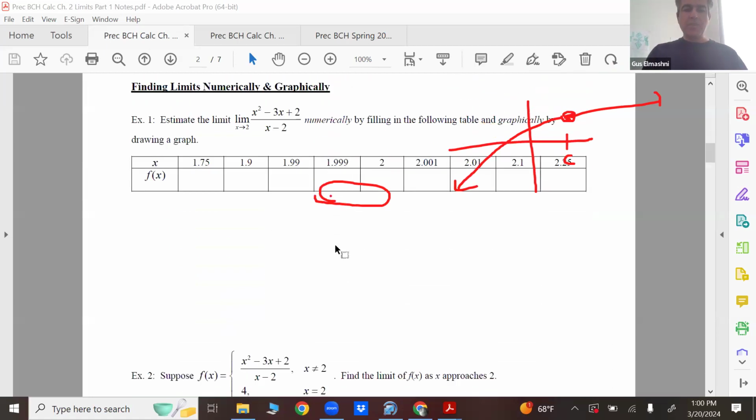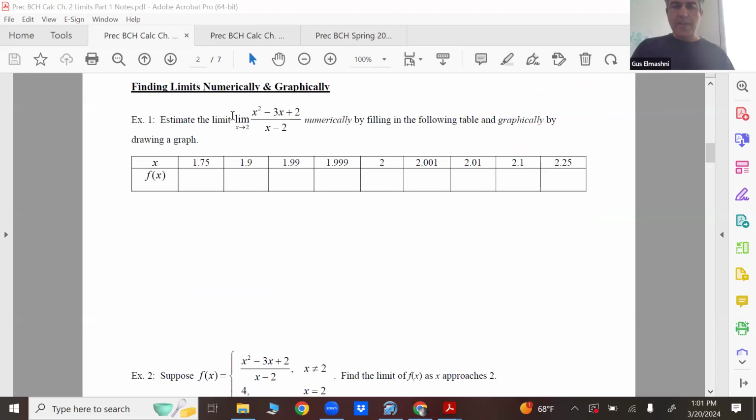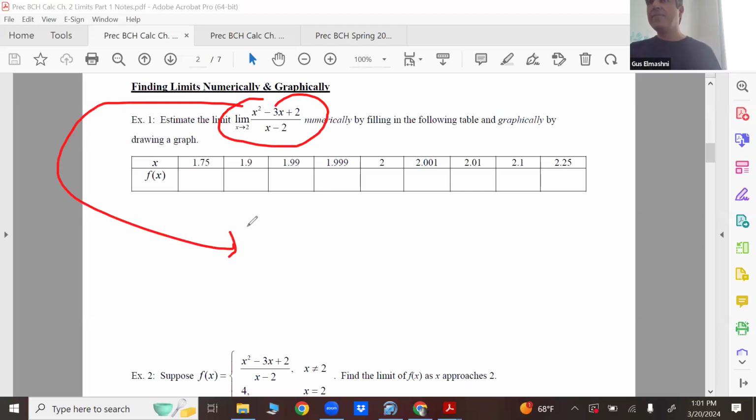Okay, so let's approach this numerically. That's a good thing. So we're trying to find the limit as x approaches 2. Now, I'm going to give you the quick and easy way. The quick and easy way, honestly, is factor, simplify, and plug in. Algebraically is going to be the best approach.